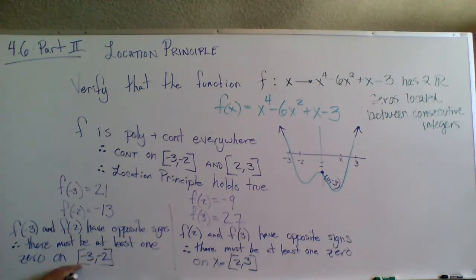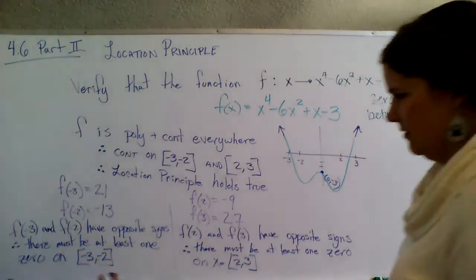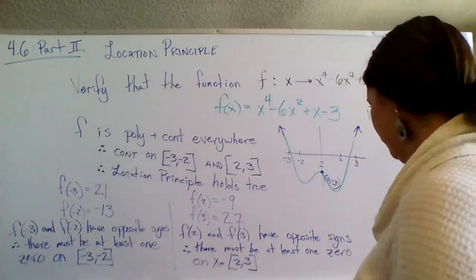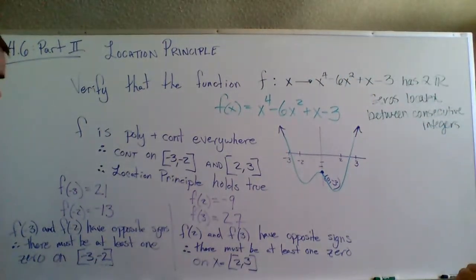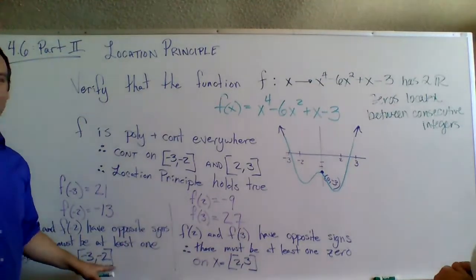Guys, make sure that these intervals do go in order, from smallest to biggest. Don't go from -2 to -3. That'd be backwards. Some of you still do that, like on our last test. Make sure you go from small to big on intervals.